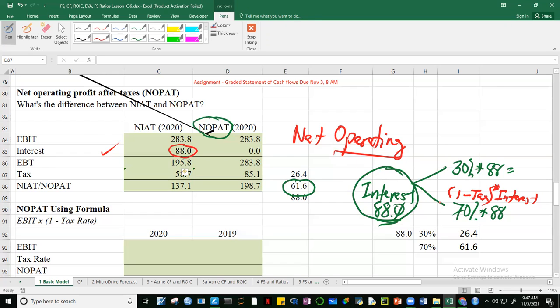Because if you see here, guys, we're going to subtract the tax rate. If the tax rate is 30%, then it should only be 70% of the total interest. I hope that answered your question.